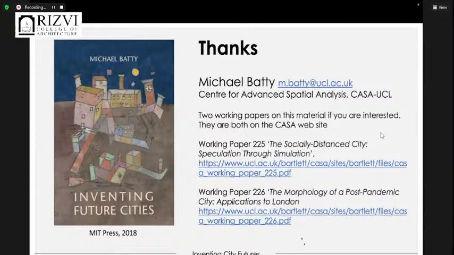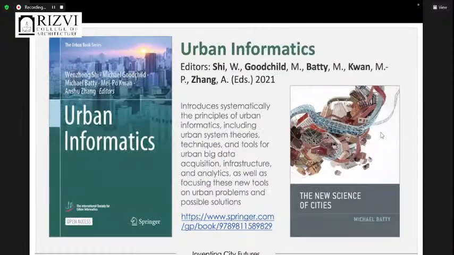I'll just point you in the direction of my book from 2018 called Inventing Future Cities. Have a look at that. And then a couple of other books that we've got. An informatics book that is online by Springer, basically. That's a much more technical book, basically. And my New Science of Cities book tells you about the theory of how we do all of this sort of stuff in that sense.